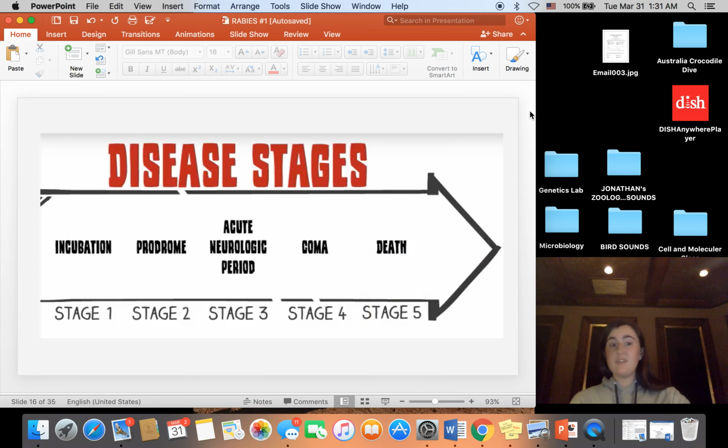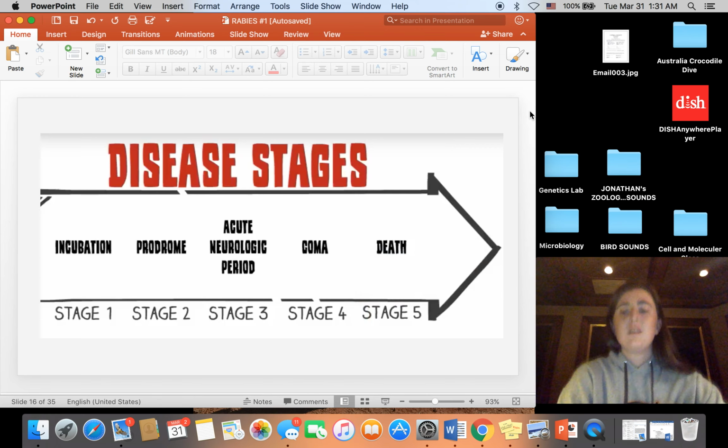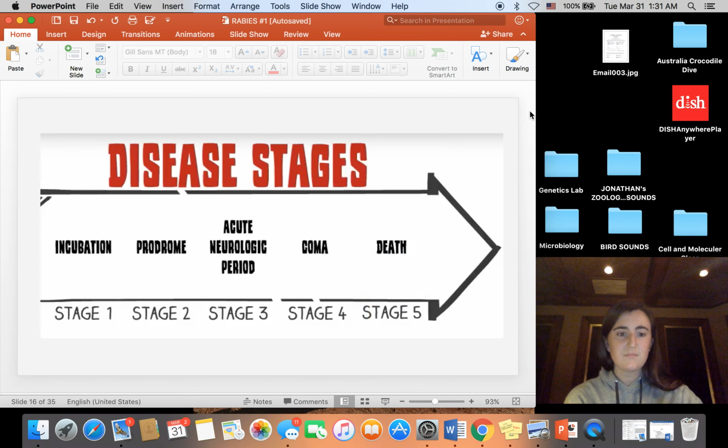But if you wait till the second stage, which is prodrome, that's the stage where you first start seeing symptoms. At this point, you can get a treatment, but it's not going to help at all. It's going to end in death. So you got to get the treatment in the incubation stage to be able to get cured. The third stage is the acute neurological period, which is the time when it really starts affecting your brain. Then in the fourth stage, you'll go into a coma, and then fifth is death.